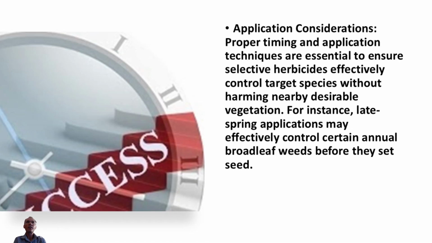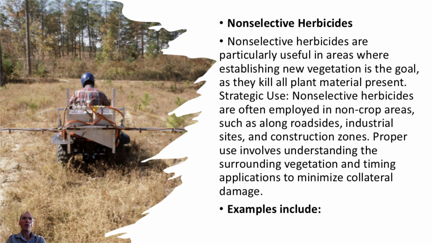Application considerations. Proper timing and application techniques are essential to ensure selective herbicides effectively control target species without harming nearby desirable vegetation. For instance, late spring applications may effectively control certain annual broadleaf weeds before they set seed. When we look at non-selective herbicides, they are going to be particularly useful in areas where establishing new vegetation is the goal, as they kill all plant material present.